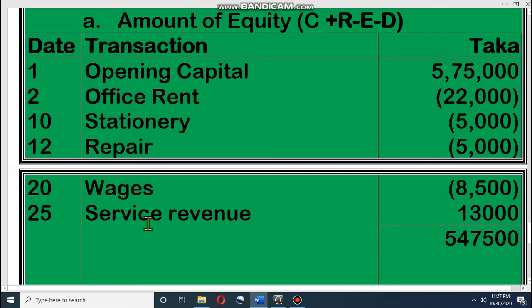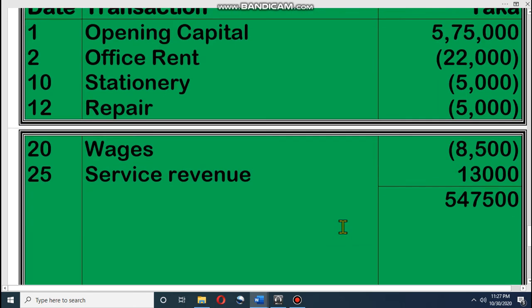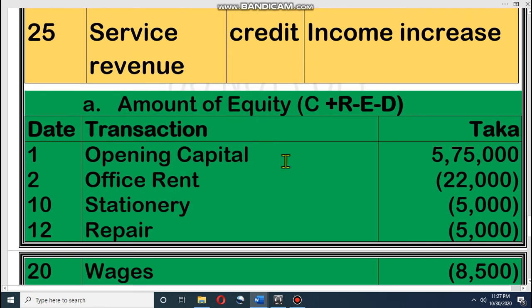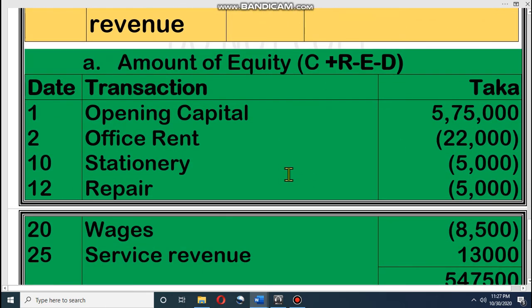We have only one income, one revenue, that is service revenue, that we have to add. Dear student, you know that capital we have to add. Yes, revenue, we have only one revenue, 13,000, we have to add. Expense, we have four expenses, we have to subtract them. And drawings, in this math there is no drawings. So if we add and subtract all the things, this is 5,47,000. This is our owner's equity. That's how we can calculate our owner's equity.